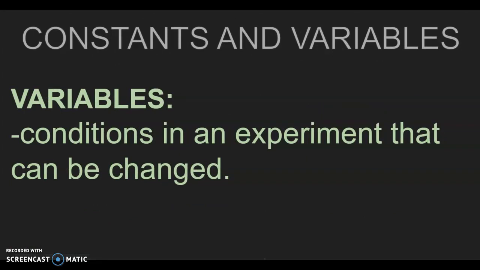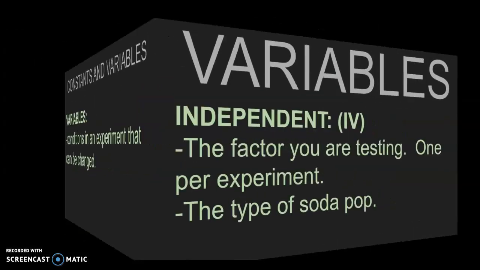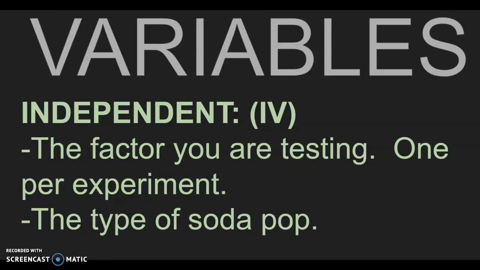Variables, and you just think about the word vary, variable. These are the conditions in the experiment. These are the factors that involve change. And the variables are kind of a big deal. So there's two types, independent and dependent variables. And you probably have heard of these before. And when it comes to science, you will not stop hearing about them.